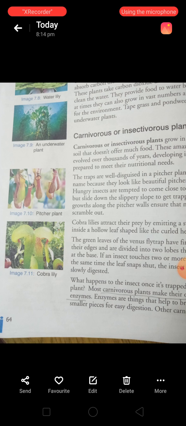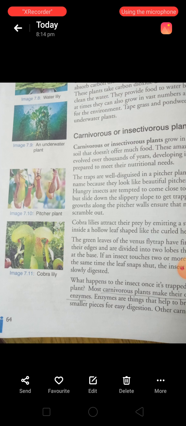Now it may come to your mind, what happens to the insect trapped by the carnivorous plant? The digestive juice contains enzymes. Enzyme means a protein found in the cell for chemical reactions. That means this enzyme helps to break down the food. Here food means the insect. They help the food to be broken down into smaller pieces.